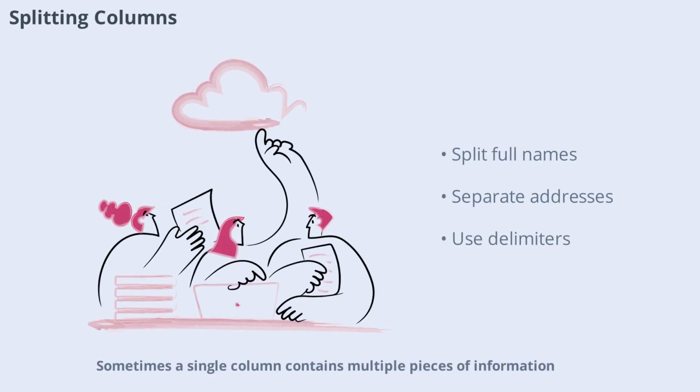Sometimes, a single column contains multiple pieces of information like full names or addresses. Splitting columns helps separate this data into more useful parts. Most data tools offer functions to split columns based on delimiters, making your data easier to analyze and work with.